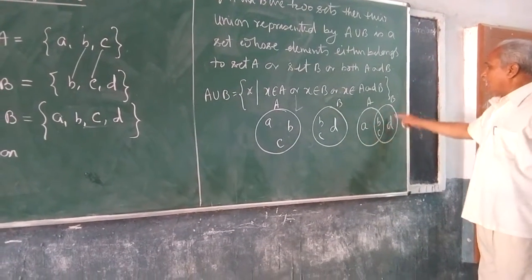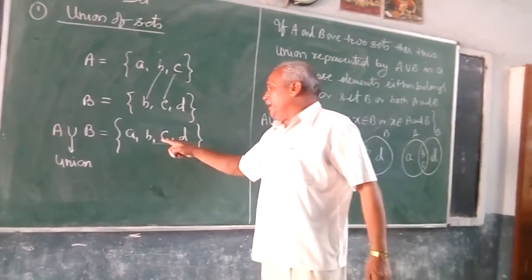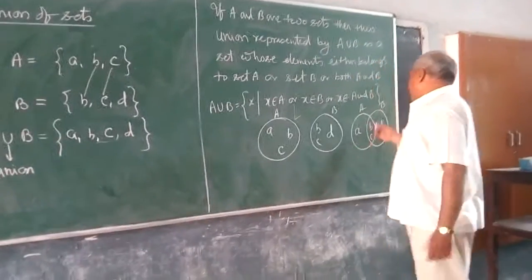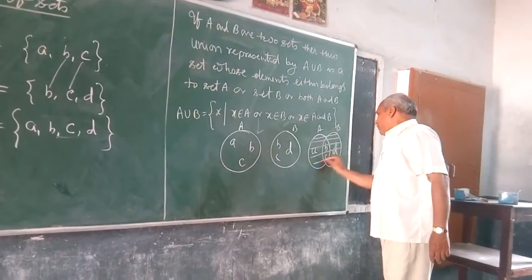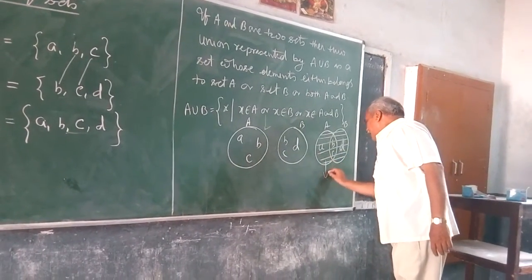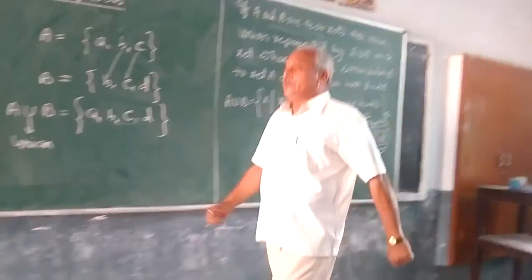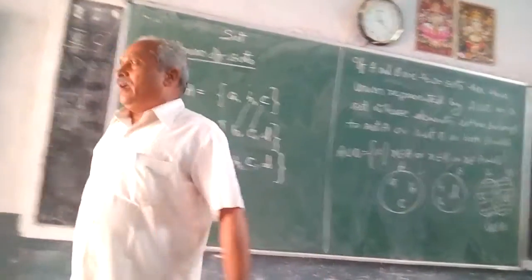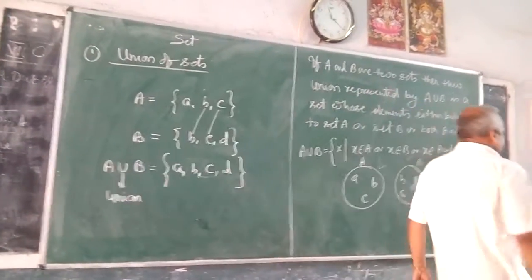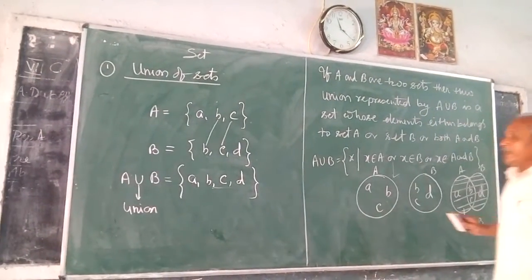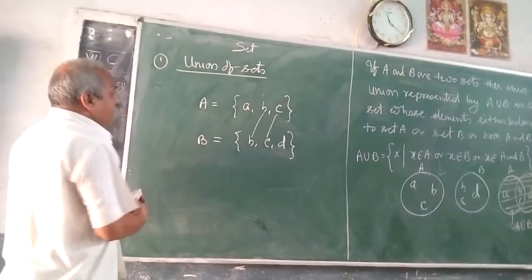This is the total of A union B. You can see here A, B, C, D. Therefore, in tradition we say this portion represents the A union B. Okay? I think the union is clear. Another way is to represent the A union B, and it is written as A union B.